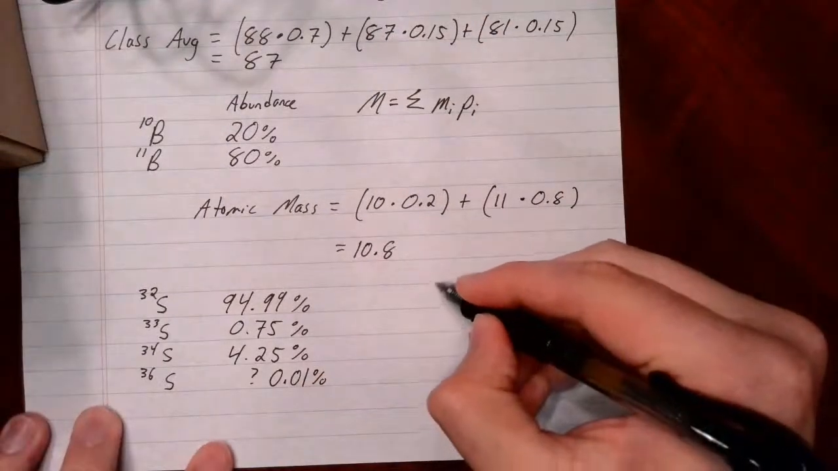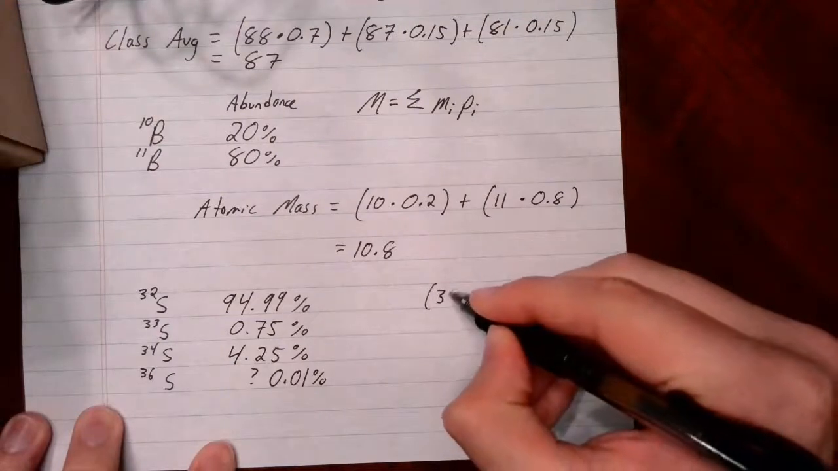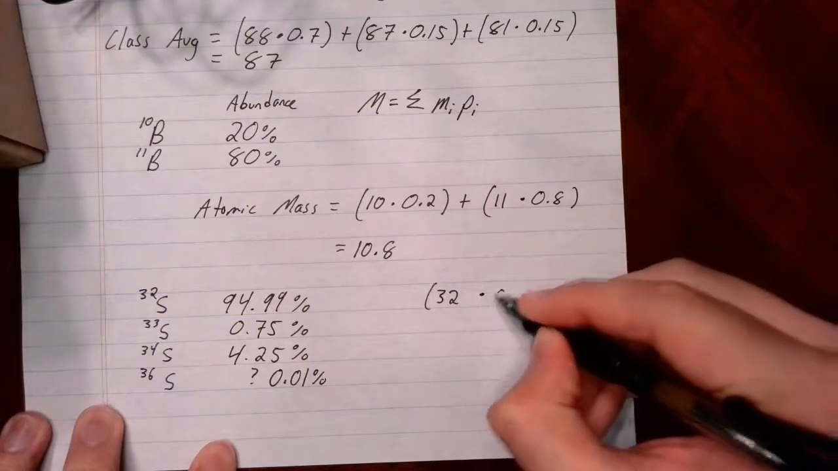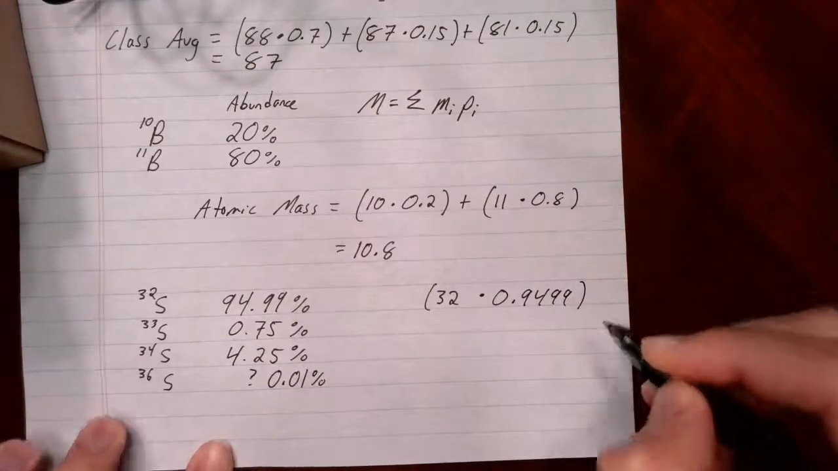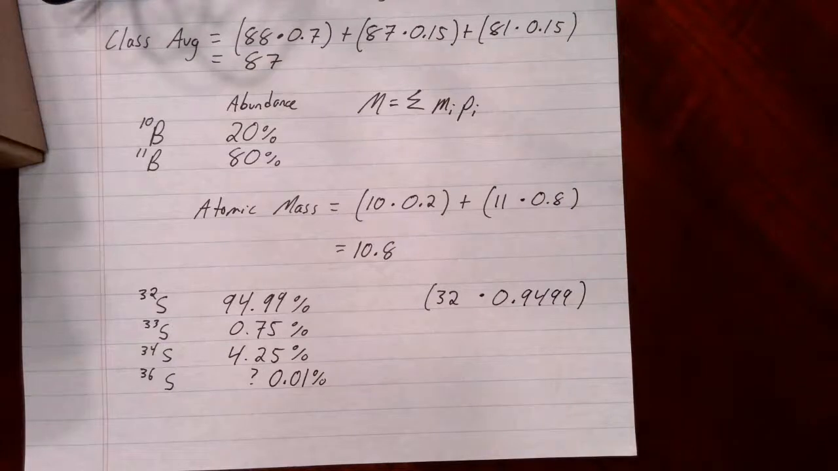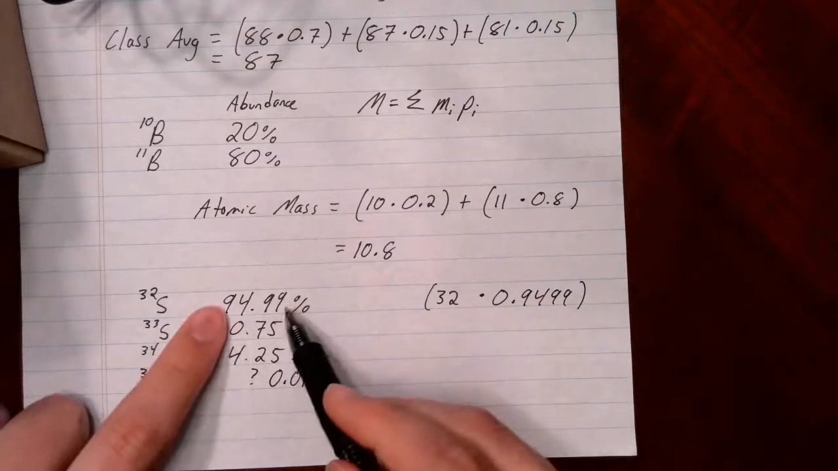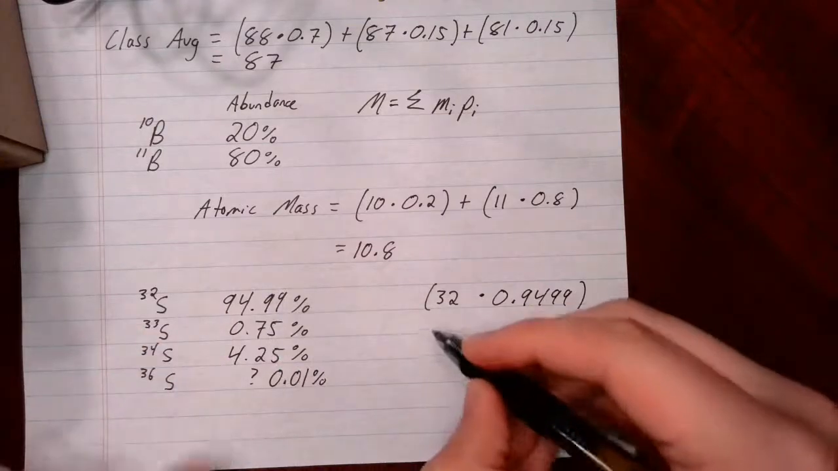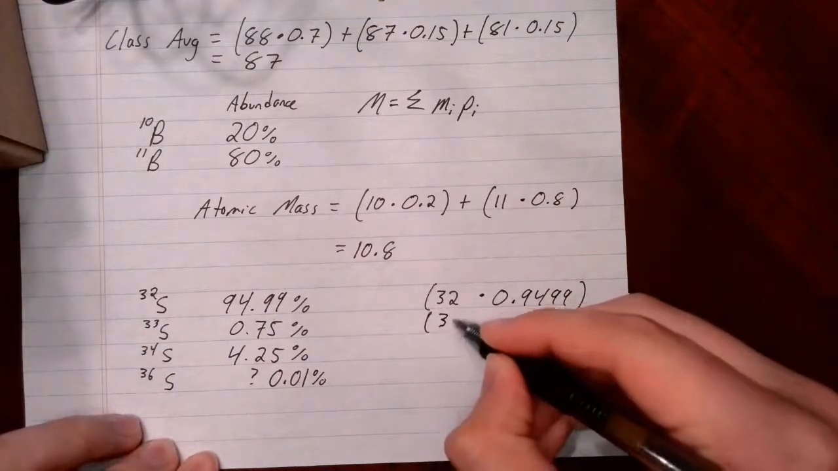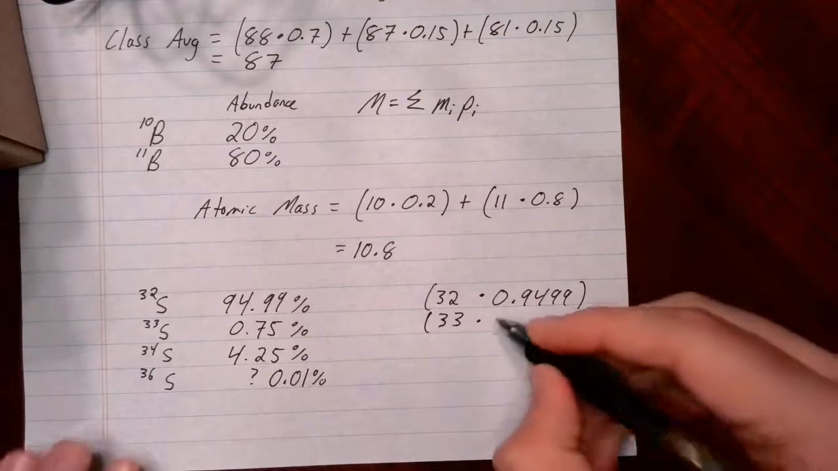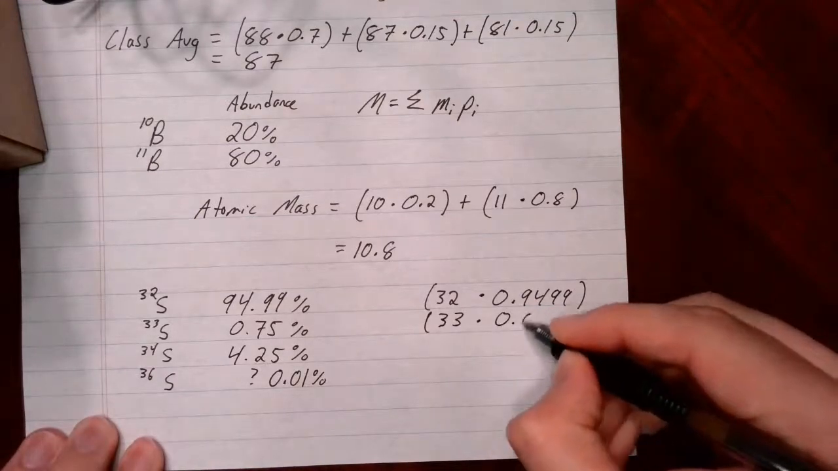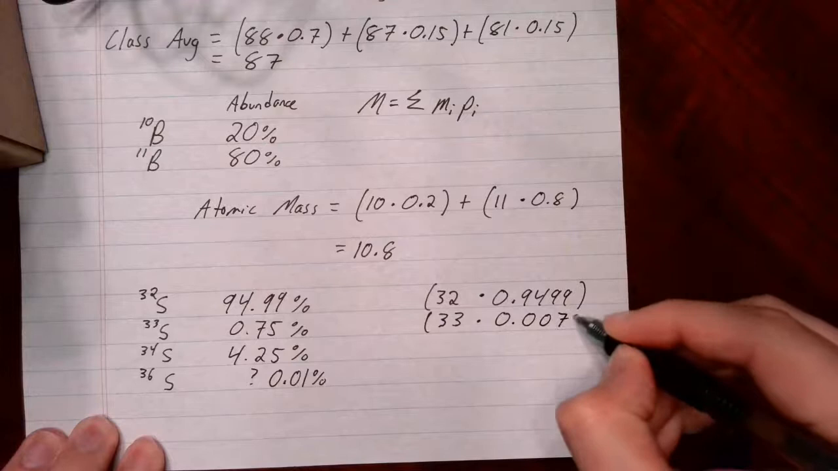So we can say that the mass of sulfur 32 times 0.9499. Don't forget to convert that percentage to a decimal or you'll get a very large number. It's not easy to forget to do it on numbers like this, but on a problem like this where you have 33 times 0.75%, it's very easy to go ahead and just write 0.75. But don't forget you have to divide that by 100, so it's 0.0075.